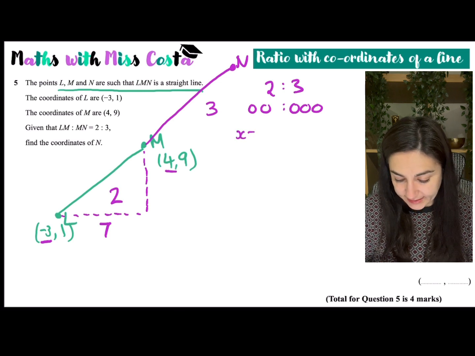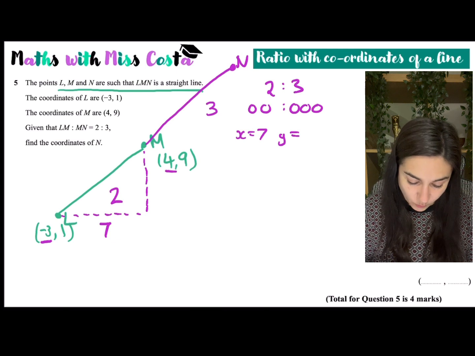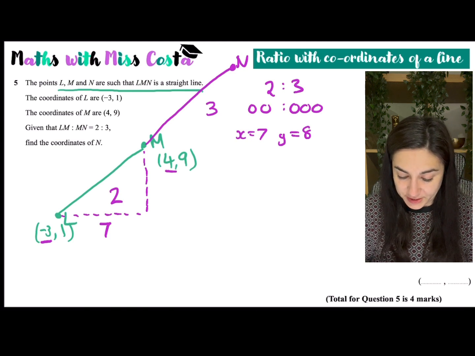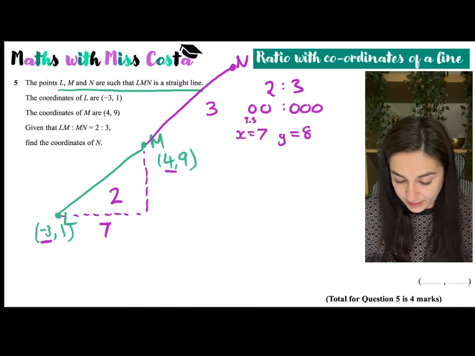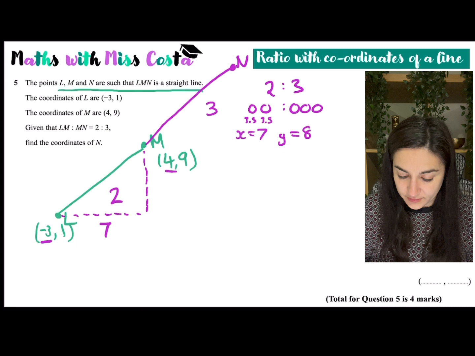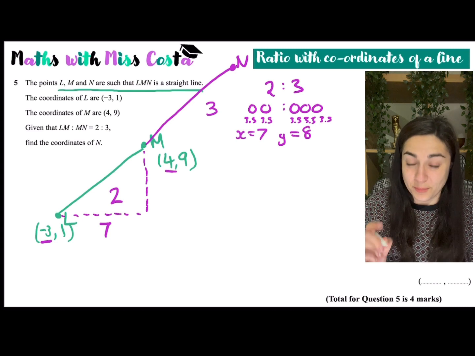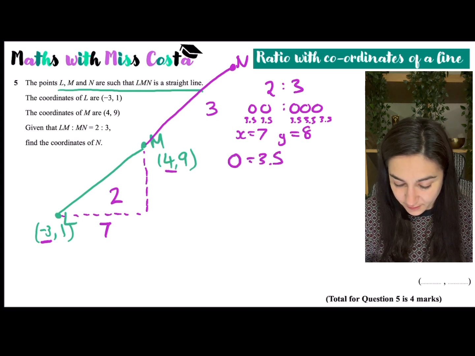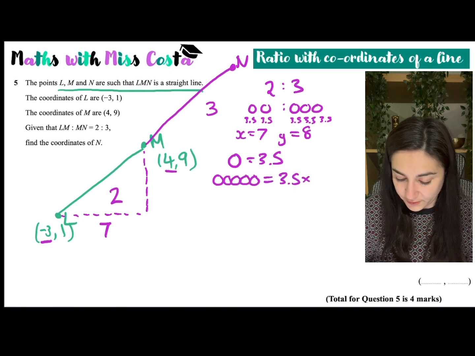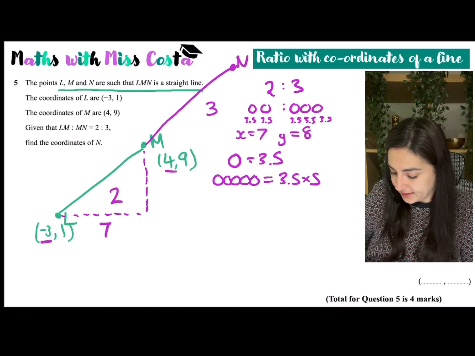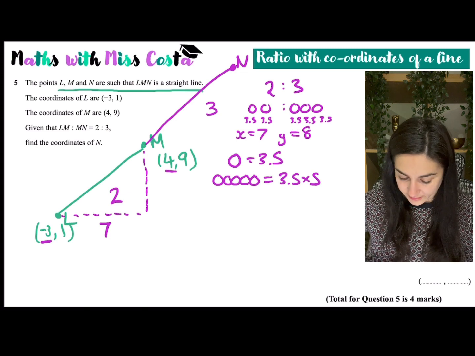And the X distance is 7. The Y distance is going to be from 1 to 9, which is 8. So I know that one part of this ratio is going to be 3.5 for the X value. So therefore, the total distance, if one part is 3.5, 5 parts, 1, 2, 3, 4, 5, which is the whole line, is going to be 3.5 times 5. Now, if I work out 3.5 times 5 in my calculator, that is 17.5.